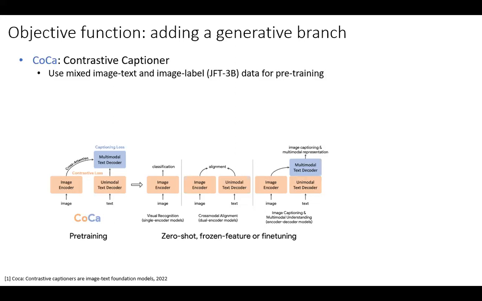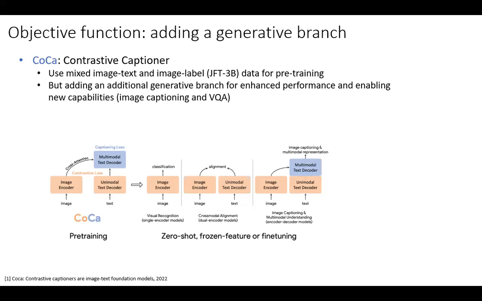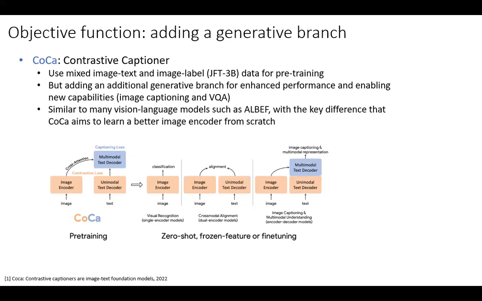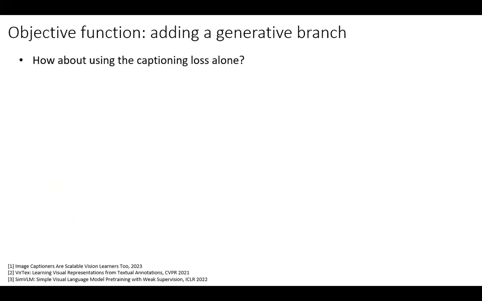Here they use mixed image text and image label data for pre-training, but then they add another generative branch for enhanced performance. And due to the use of the generative branch, they can also encode new capabilities such as captioning and VQA. They are similar to many other vision language models, but the model is purely trained from scratch. You must be curious whether we can learn the image encoder from scratch just using the image captioning loss, right? And indeed it's possible.